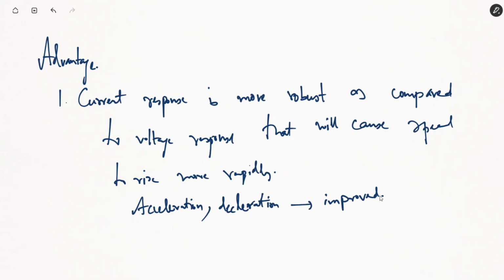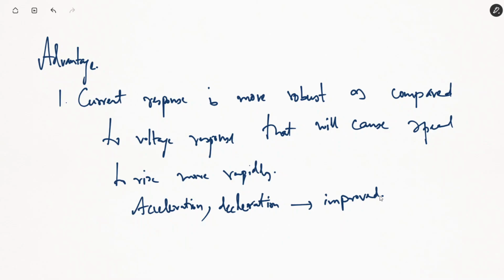So current response is much more robust as compared to the voltage response. So speed will rise much more quickly as compared to voltage controlled induction motor drive. So that's why we sometimes prefer current controlled induction motor drives as compared to voltage controlled induction motor drives. So the acceleration and deceleration both will be improved in this case.